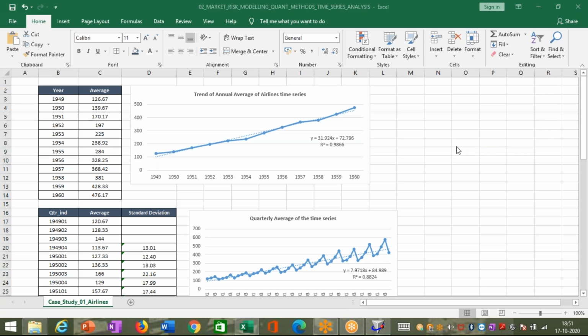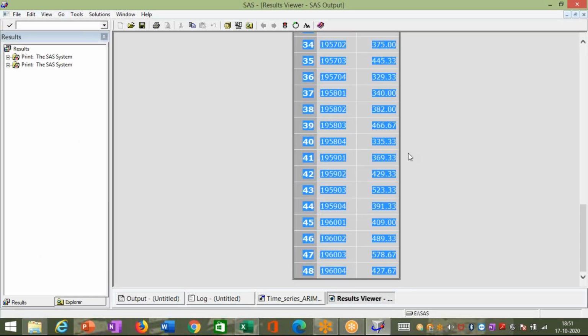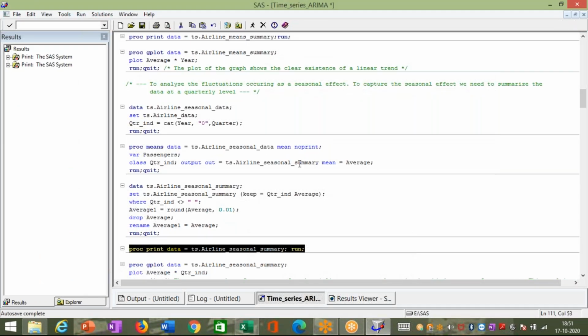Perfect. So now the next thing that we are trying to do is we are trying to seasonalize the time series, right? So now we want to remove the trend from the time series. That's one, and we also need to remove the trend in the mean, as well as we would want to remove the trend in the variance.